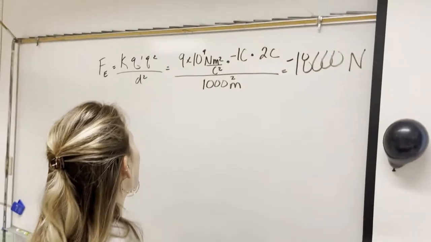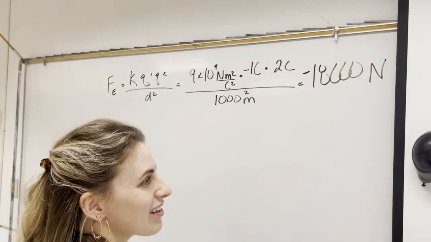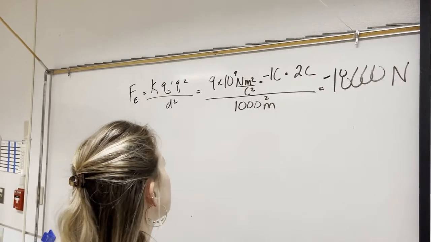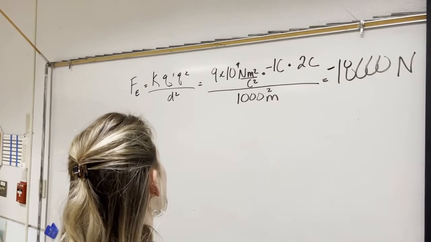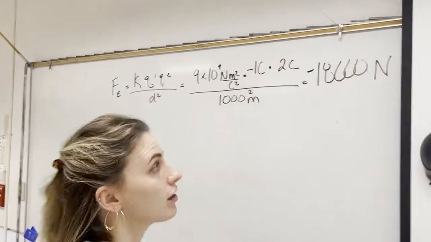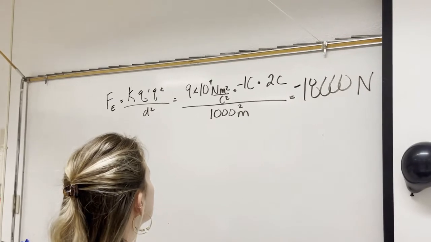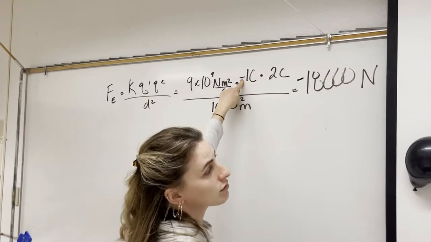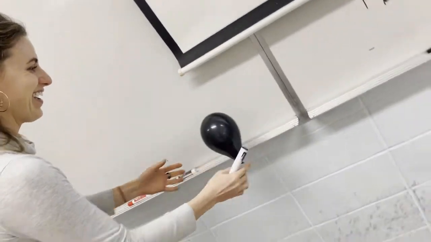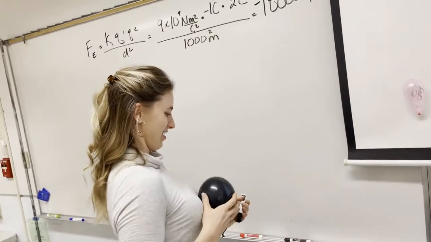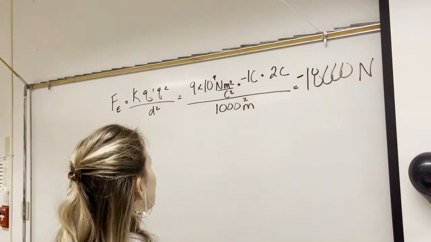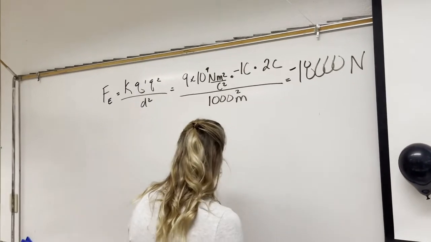So now let me ask you, why is that answer negative? Because we're talking about the force from one thing on another, right? But what in the calculation? Why is it negative? There's a negative because there's a negative 1 right here, and everything else is positive. A negative times a positive gives you a negative.